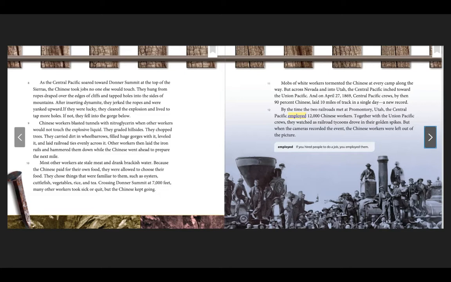And on April 27, 1869, Central Pacific crews, by then 90% Chinese, laid 10 miles of track in a single day, a new record. By the time the two railroads met at Promontory, Utah, the Central Pacific employed 12,000 Chinese workers. Together with the Union Pacific crews, they watched as railroad tycoons drove in their golden spikes. But when cameras recorded the event, the Chinese workers were left out of the picture.